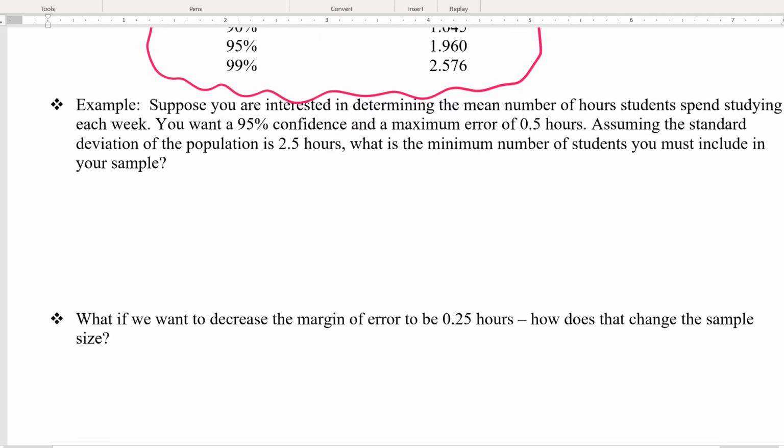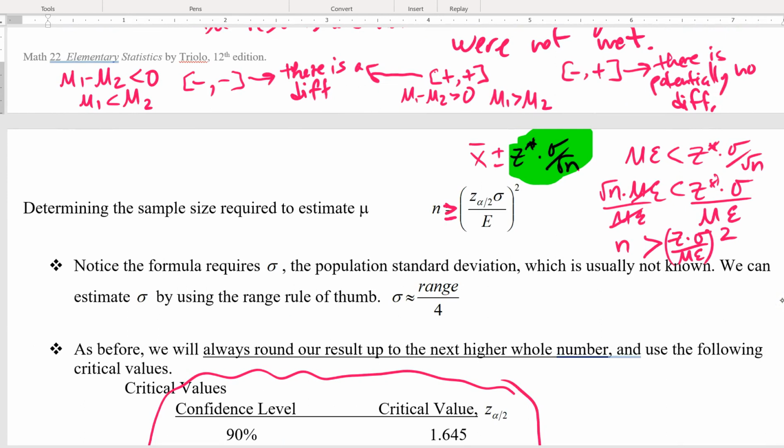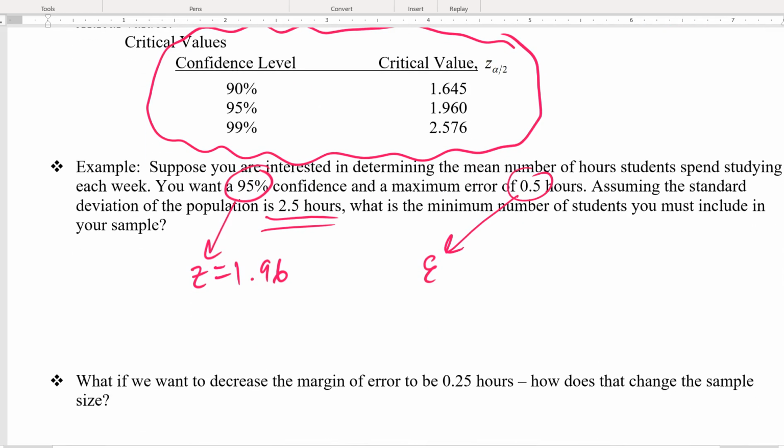Okay? So suppose you're interested in determining the mean number of hours spent studying each week. You want 95% confidence. That tells me z is 1.96. Maximum error of 0.5. That's our error. And the standard deviation of the population. Keep this in mind because if I look at that formula, it did use sigma, right? We need the actual standard deviation of the population for this. So they're going to give me that. That 2.5 is sigma.